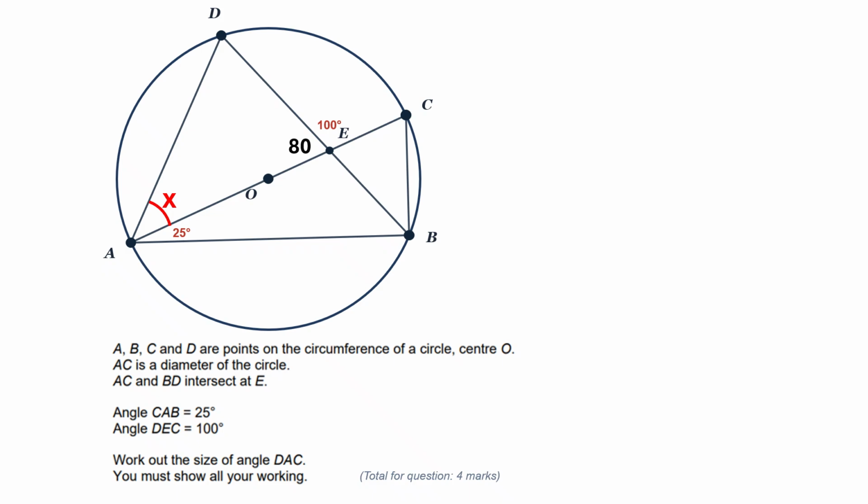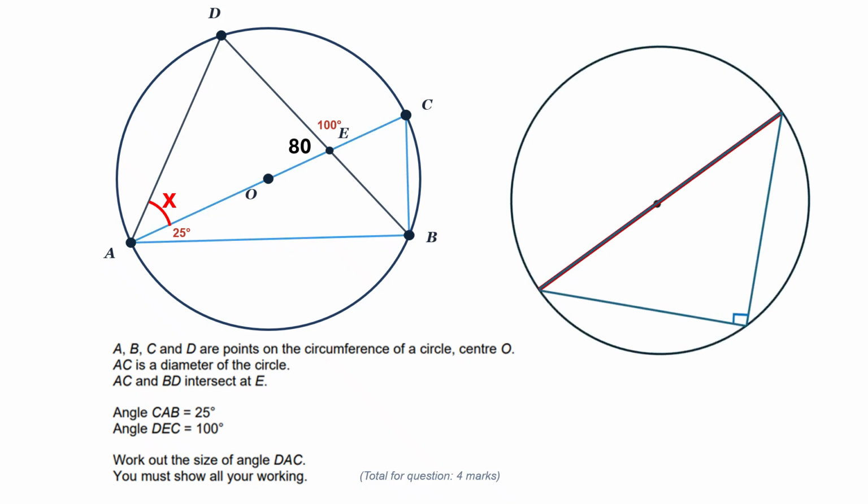Now, from the circle theorems, if we focus on this part here, we know angle ABC should be a right angle because of the angle on the circumference. It's made on a diameter, so it's 90 degrees based on this theorem here. Every angle that's made on the diameter and it's on the circumference is 90 degrees. So this angle is 90 degrees.